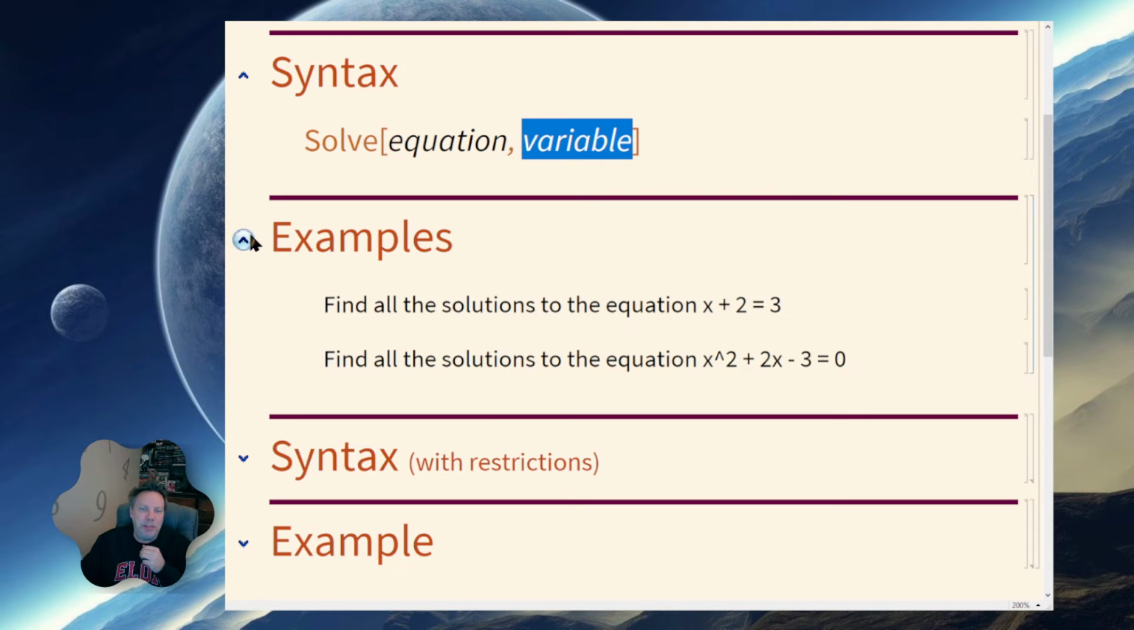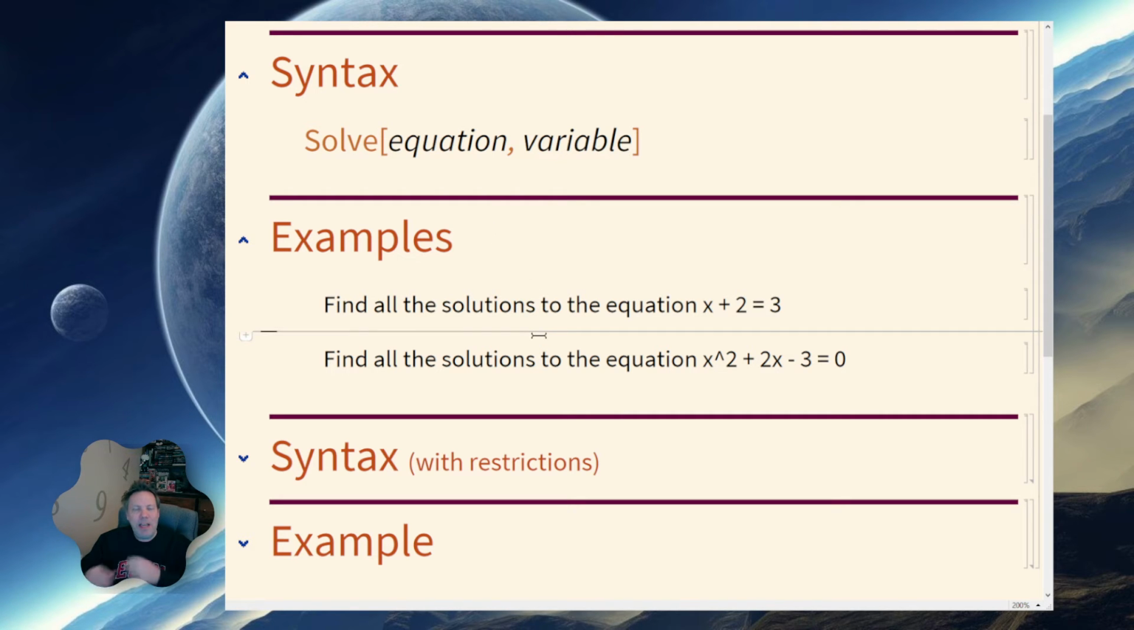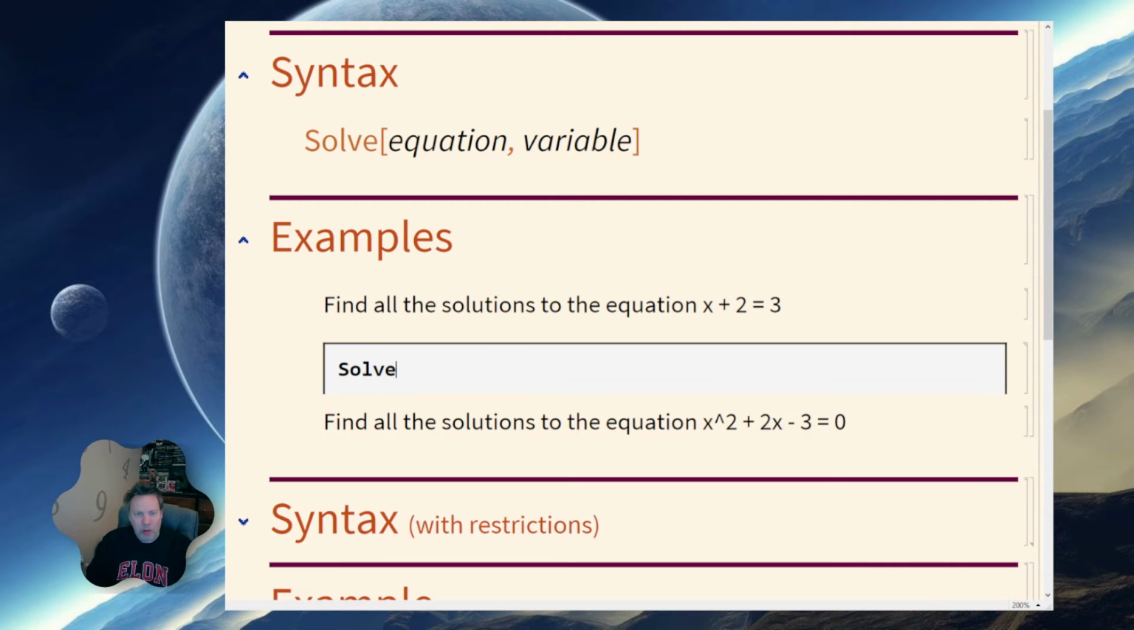So here's some examples. Suppose I want to find all solutions to the equation x plus 2 equals 3. Well, I know we can figure this out. The answer is x equals 1. But the idea is, how do we get Mathematica to do this, especially when we get much more complicated equations? So I'm going to start off with the word Solve. Remember, make sure that it's black when you're done typing it.